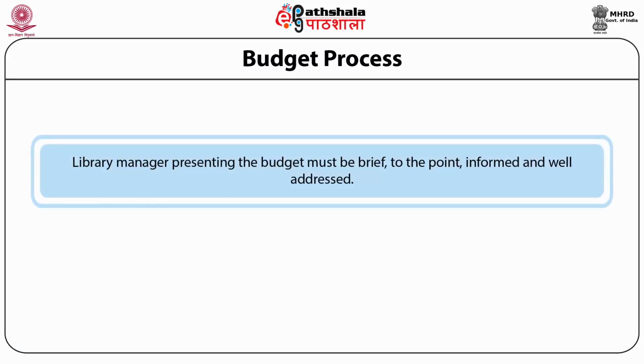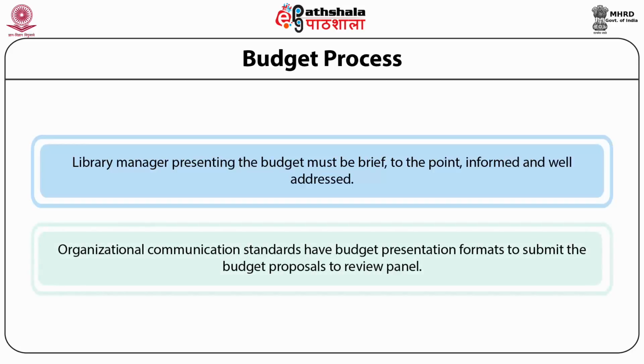The library manager presenting the budget must be brief, to the point, informed and well addressed, because ultimately the decision will be taken by the top-level management of your parent organization. Organizational communication standards have budget presentation formats to submit the budget proposal to the review panel. From the top level, you will get the information that please submit this kind of information before proceeding to allocating budget. So you have to include all your portfolios and justify the existing portfolios, include the new portfolios or the services which you want to introduce or to curtail or to take further forward, and send such details to the top level management.